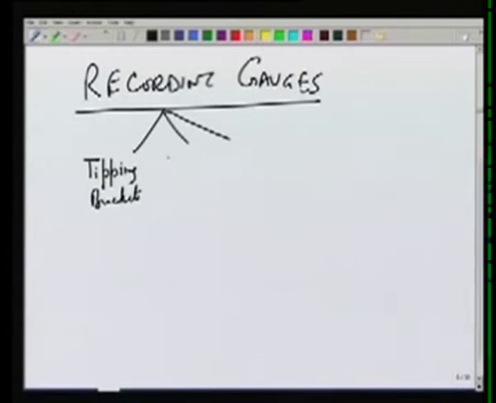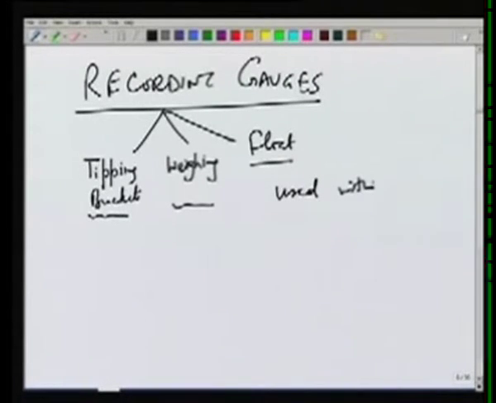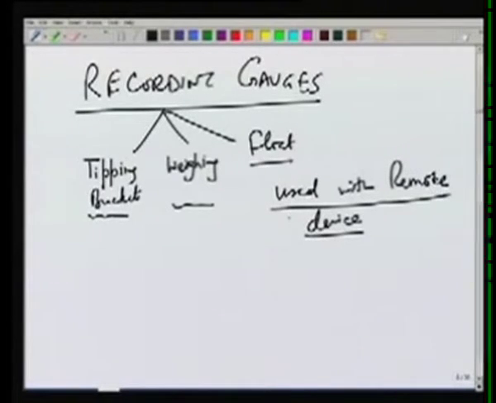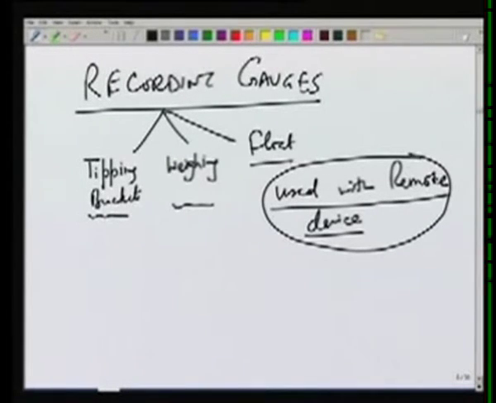then there could be some weighing gauges, or float type. The three different types which we use may be combined or used with some remote device to transmit the data to a far location. So if the station is not easily accessible, we can use them with some remote device which captures the rainfall recorded by either tipping bucket or weighing or a float mechanism to plot the rainfall record. So let's look at them one by one.